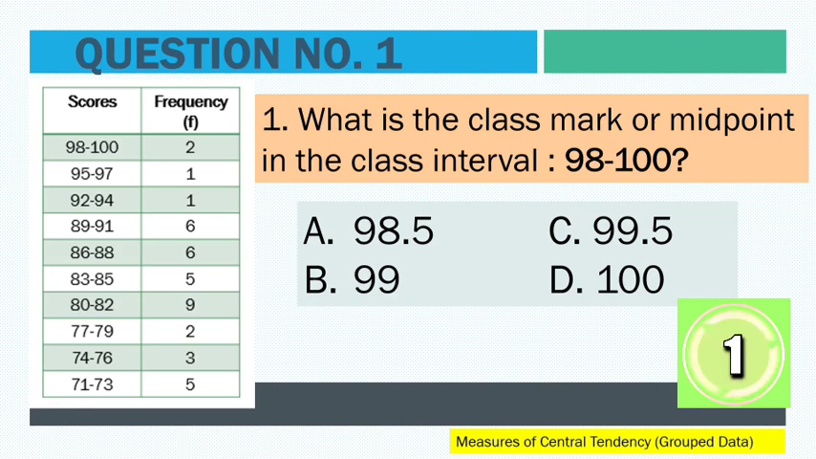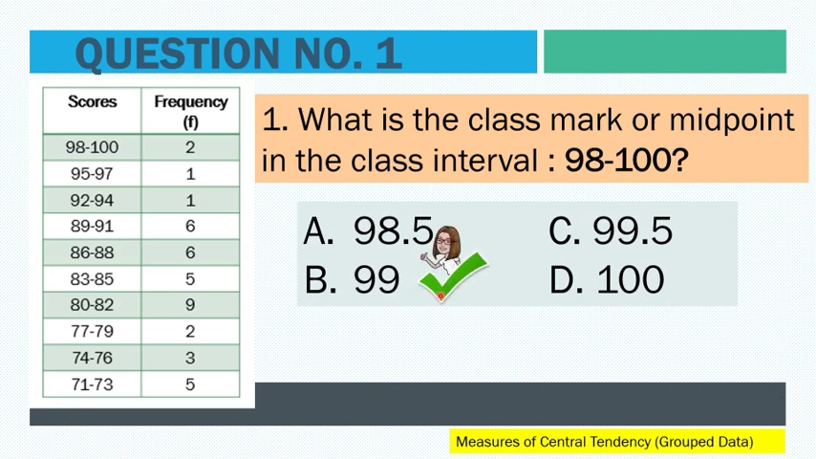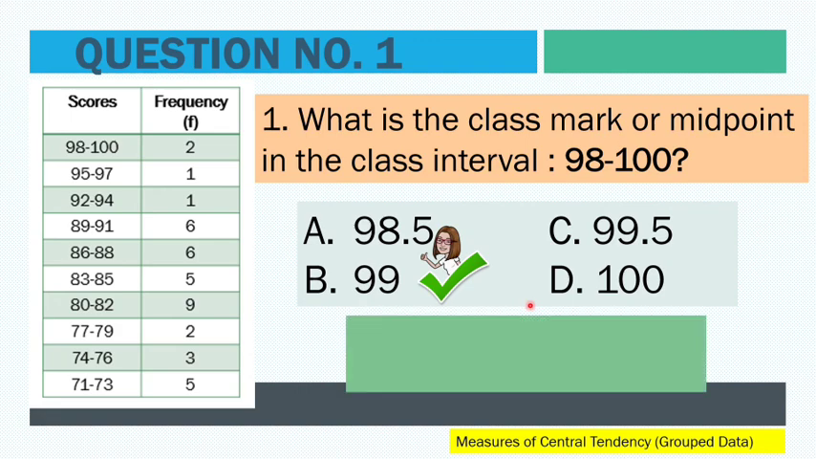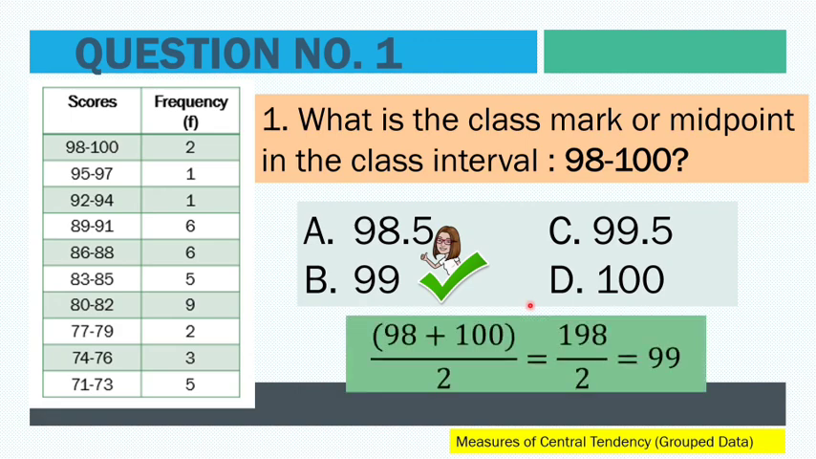Time is up. The correct answer is B, 99, because to obtain the class mark or the midpoint, we have to add the lower limit and the upper limit, and we have to divide it further by 2. So we will have 198 divided by 2, 99. So that's our answer. Do you get the same? Good work!